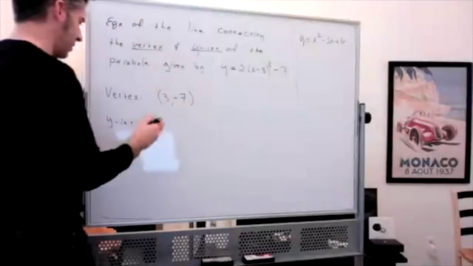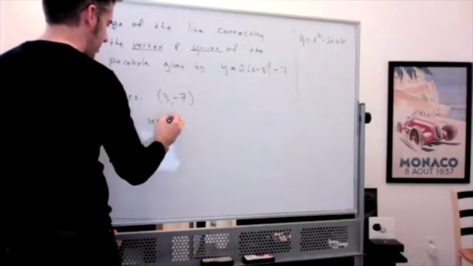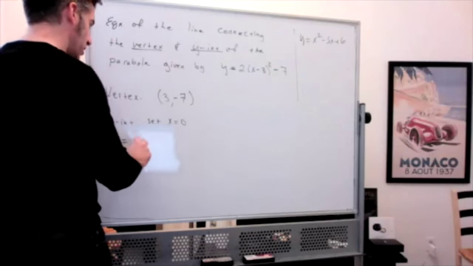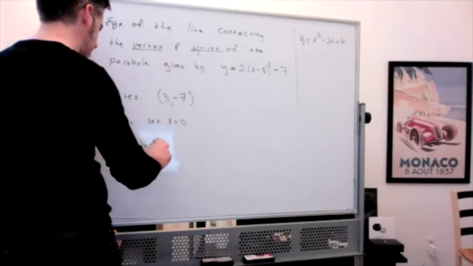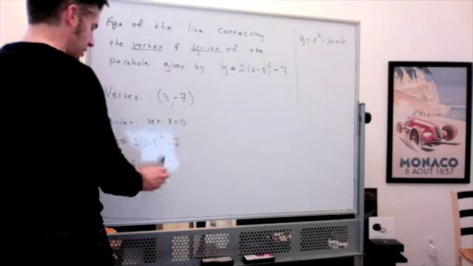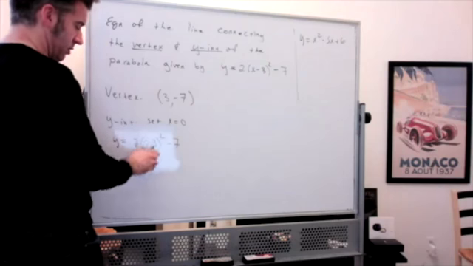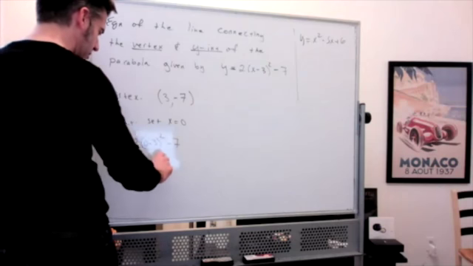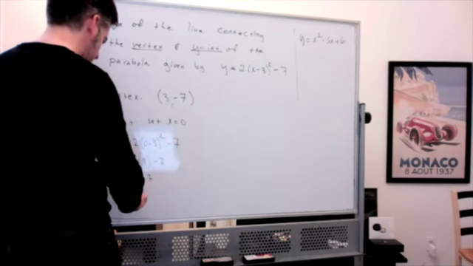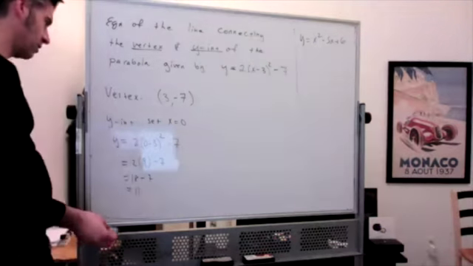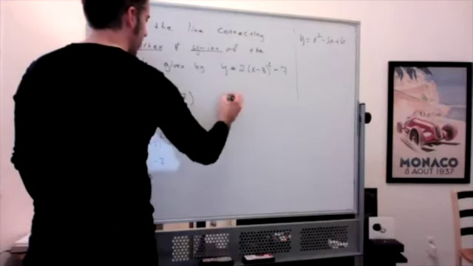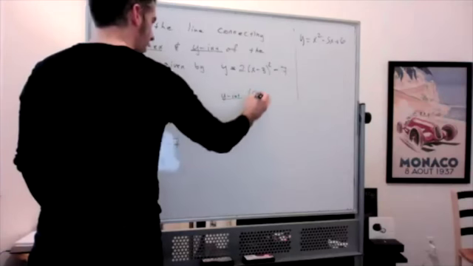So here, the y-intercept, you're going to set x equal to 0, and we're going to get y equal to 2 times 0 minus 3 squared minus 7, which ends up being 2 times negative 3 quantity squared is positive 9 minus 7. So you get 18 minus 7, which is 11. So the y-intercept is the point 0, 11.